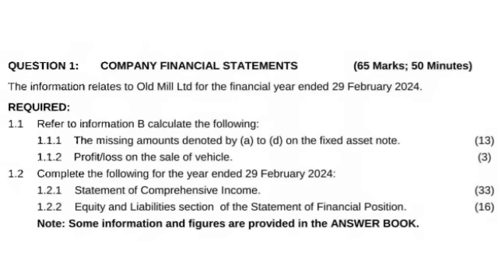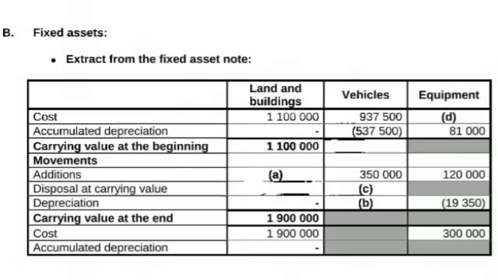1.1.1, the missing amounts denoted A to D in the fixed asset note. So we are looking at our fixed asset note from information B, and we see that we had land and buildings, vehicles, and equipment, and A wanted us to calculate the additions to land and buildings. When you look at the cost of land and buildings at the beginning of the year, it was 1.1, but when you look at the cost at the end of the year, at the very bottom, it was 1.9. So it used to be 1.1, now it's 1.9.